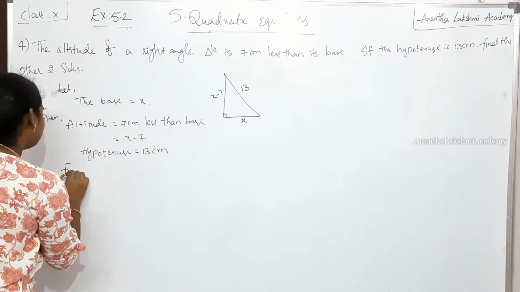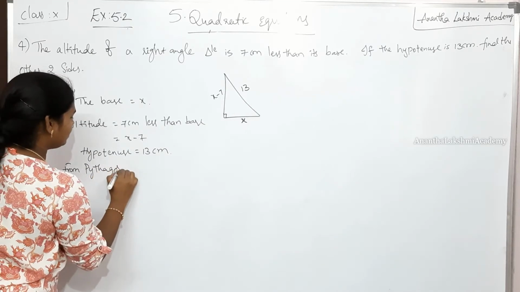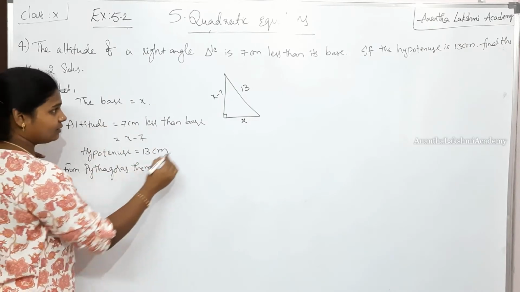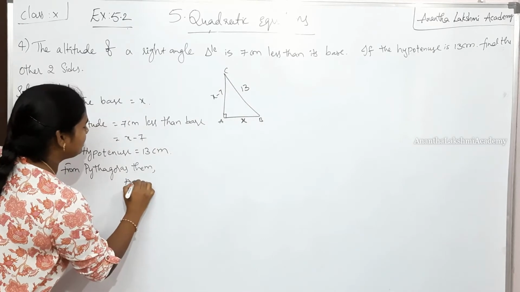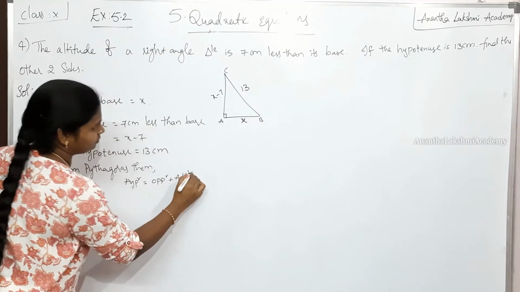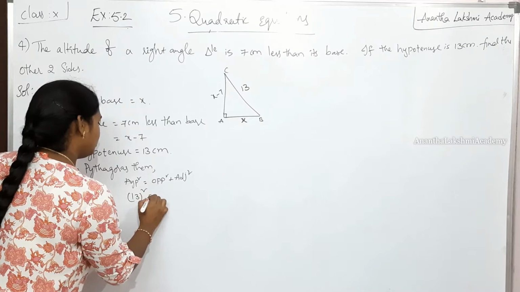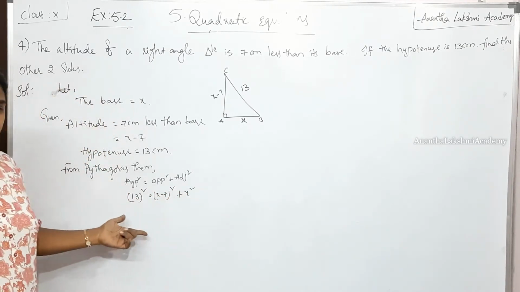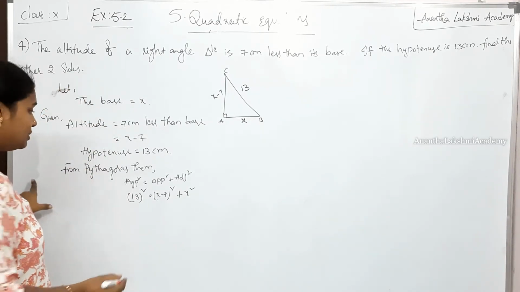So, for the right angle triangle, our favorite theorem, which is Pythagoras theorem, states, what does it state? Hypotenuse square is equal to opposite square plus adjacent square. So, according to this, 13 square is equal to (x minus 7) whole square plus x square. Now, if we could solve this, we will get to know the value of x. They are asking us to find the other two sides, no?